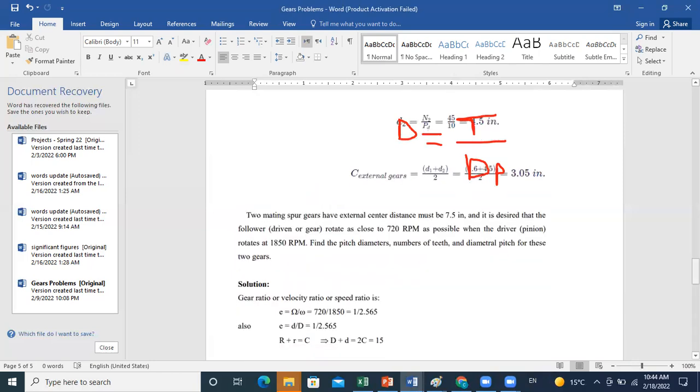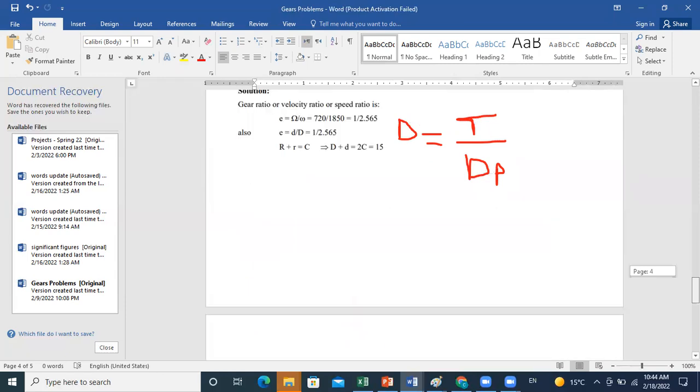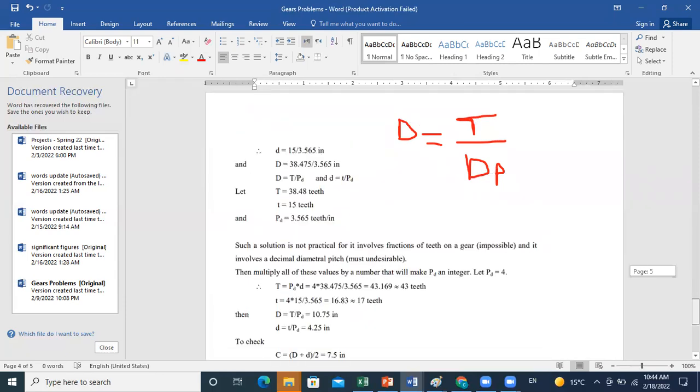Here, in the given, they didn't impose anything on the number of teeth or on the diametral pitch. We should try to design a system that will give us the closest possible value of rotation to the gear equal to 720 RPM. So we should start to make iterations, trial and error. Here again we have a certain common application, and we impose the value of big D and small d.